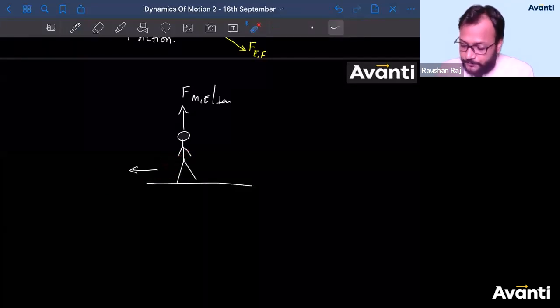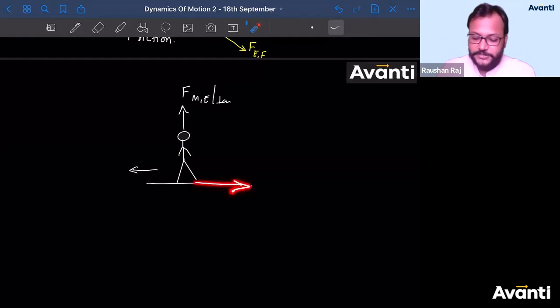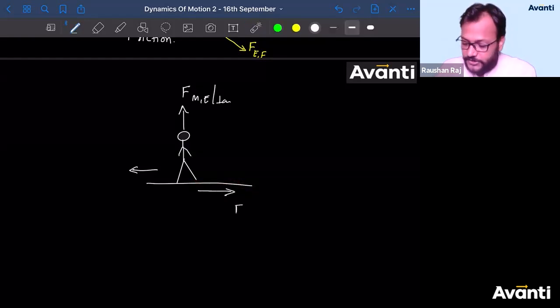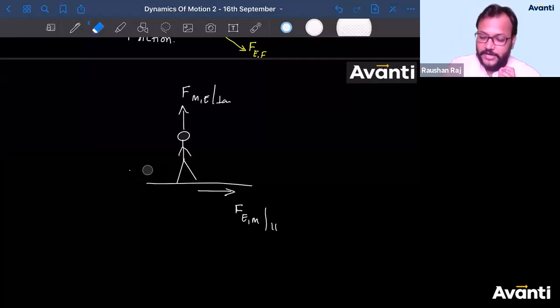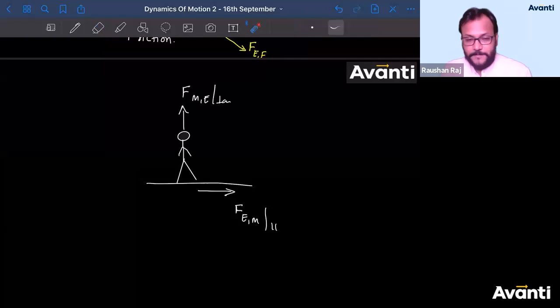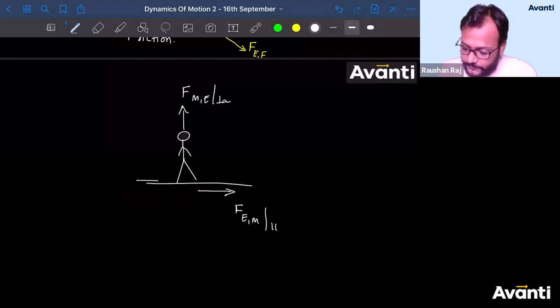He will try to push the earth in backward direction. So now he'll push the earth in backward direction. So force on earth due to man in parallel direction is what? Towards left. So what will the earth do here? If the man is pushing the earth in backward direction, the earth will push the man in forward direction. Force on man due to earth in parallel direction.